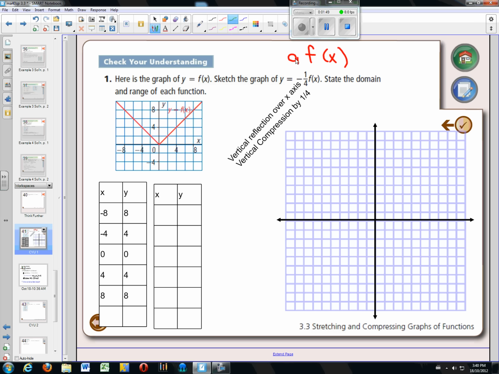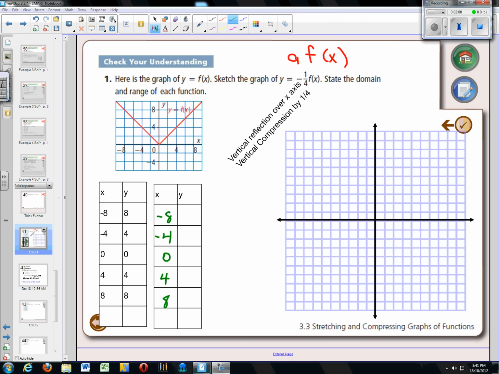X does not change for any of these, so I will just rewrite my x values. And now the y values. Vertical reflection means you change the sign of y. But then at the same time, I am compressing by 1/4. So instead of just doing two things, multiplying y by -1 and then multiplying y by 1/4, why not do them both at the same time? Because all I need to do to the y values, I'll just write a little rule here, is I need to multiply each of them by negative 1/4, which includes the reflection and the compression.